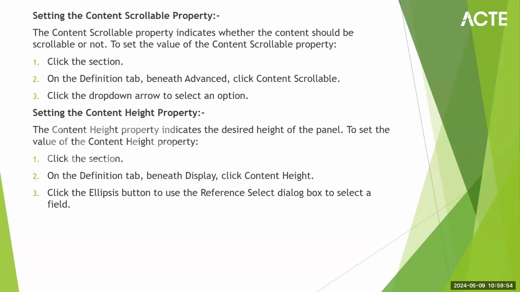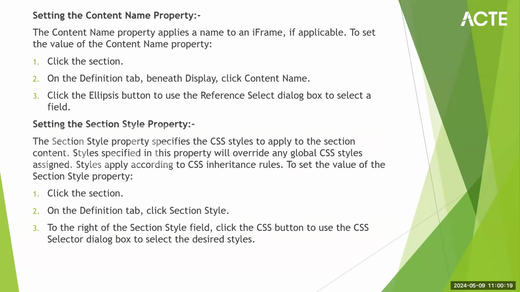Next will be the content height property, like how much height you wanted to display the content, or in what way you wanted to display. You can mention the particular height here: click on the section, on the definition tab, beneath display, click content height, and map the field, if you have any height value created already in any of the existing fields.